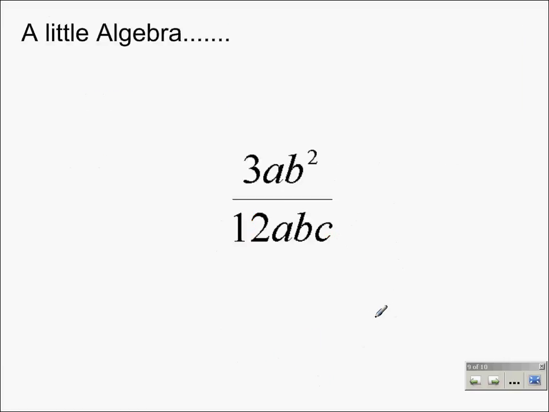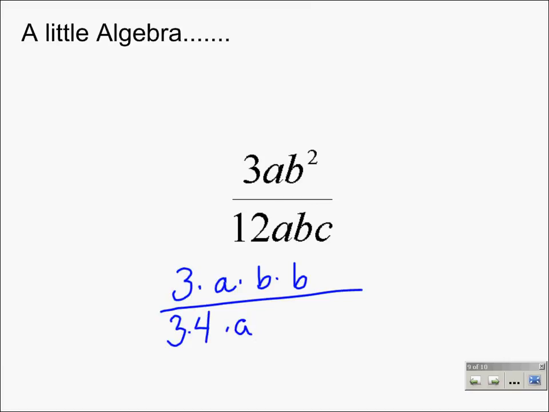Now, let's take a look at this from an algebra point of view and how we could apply this. Let's expand this out, this numerator. This would be 3 times a times b times b, all over the denominator, which is 12, which will change to 3 times 4 times a times b times c. Now, like we said earlier, any number over itself equals 1. So we want to find this. We have b over b, it equals 1. a over a equals 1, and we have 3 over 3 equaling 1.